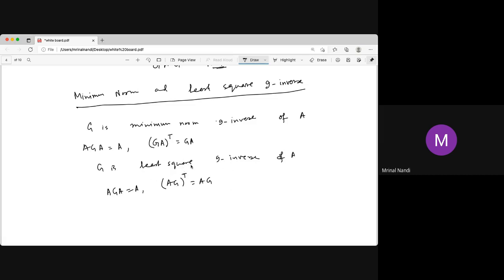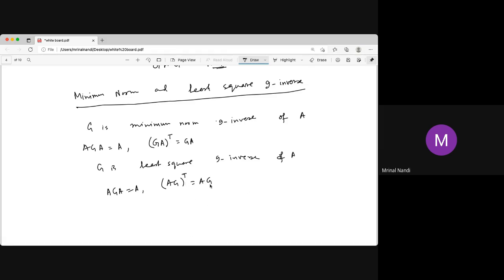Now why does this least square term come? You can see it is from the statistical point of view. Least square is least square estimation, and we need this result in linear models. That needs this type of least square G inverse and the Moore-Penrose G inverse. In the next video, we discuss the properties of the Moore-Penrose G inverse.